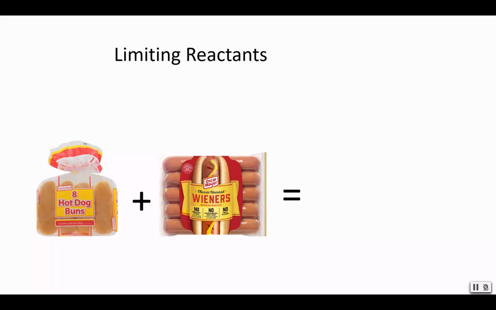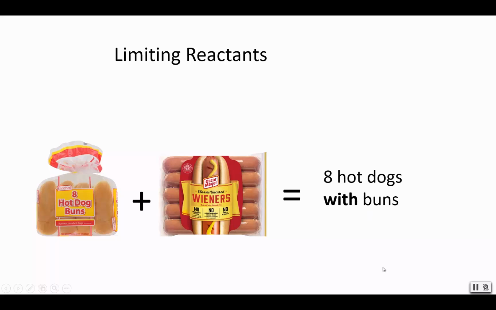All right, today we're going to talk about hot dogs. Well, first, we're going to talk about limiting reactants using a hot dog analogy. When you go to the store and buy hot dog buns, there's only 8 of them in there, but when you buy a package of hot dogs, there's 10. So the total amount of hot dogs with buns that I can ever make will be 8.